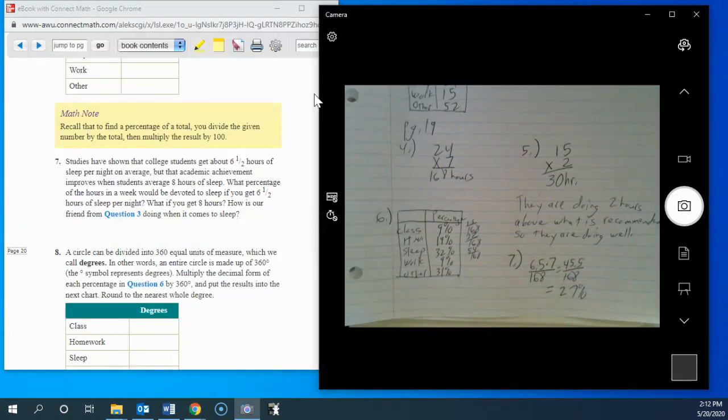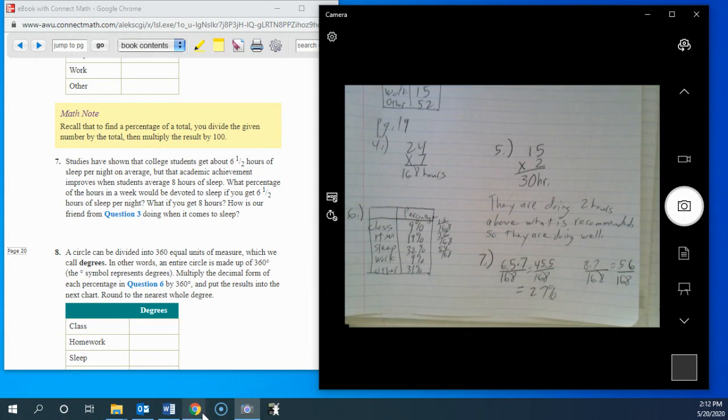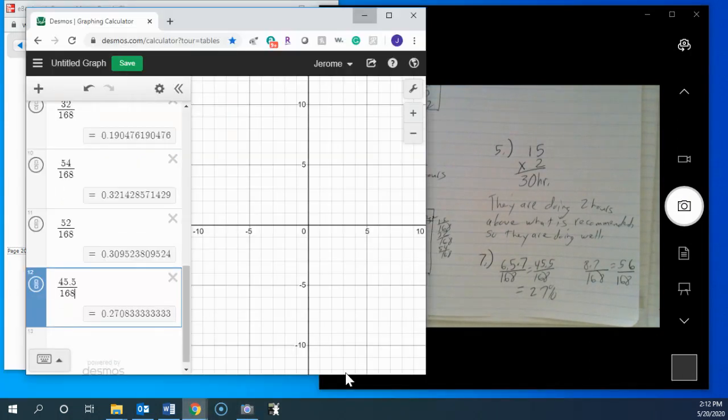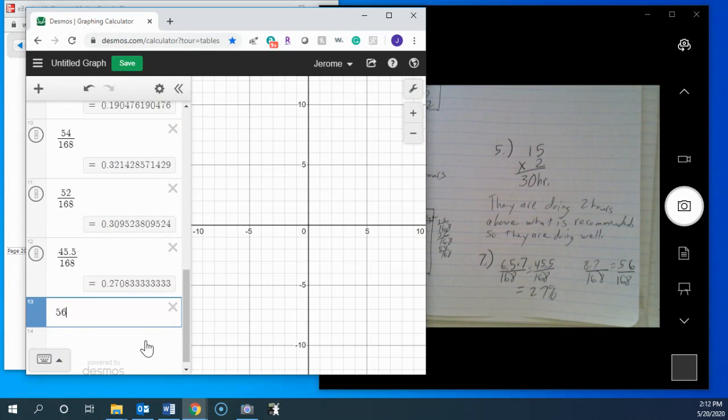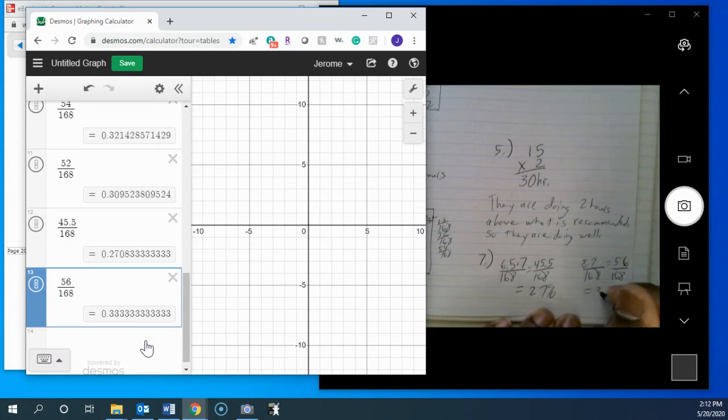Now, we're also asked about what if it's 8 hours? So we know we're still going to divide by 168. And we know 8 times 7 would give us 56 over 168. So we need to put that in our calculator. And that would give us, if we round to 2 decimal places, approximately 33%.